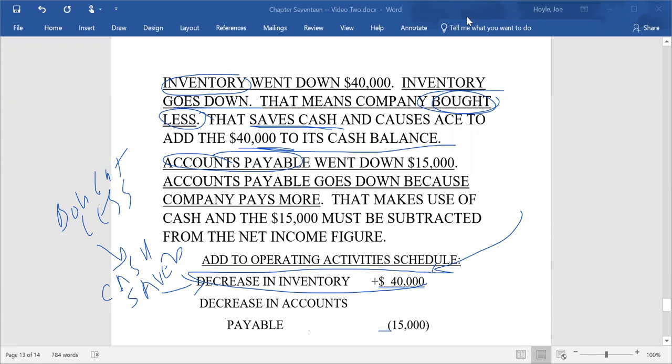And our final account is that accounts payable went down 15,000. You have accounts payable, it goes down 15,000. Just stop and ask yourself, why does the liability go down? A liability goes down because you pay more. Well, then ask yourself, if you pay more, what's the impact on cash? Well, if you pay more, your cash will go down also. That's what causes the accounts payable change. So when we have that decrease in accounts payable, we have to subtract.